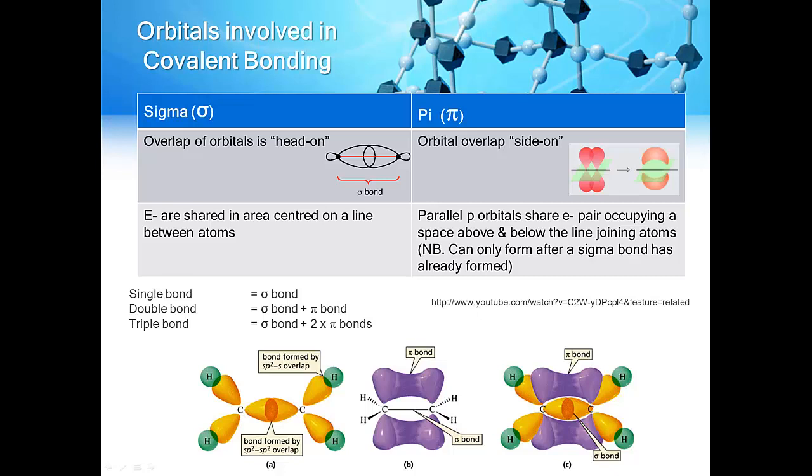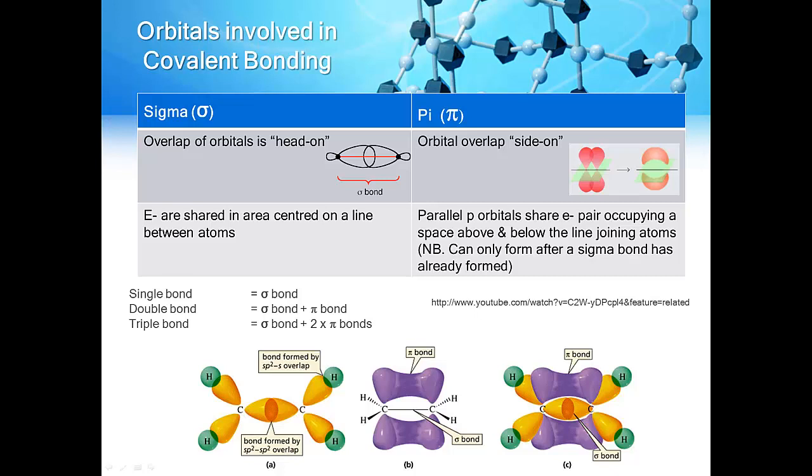Our p orbitals, some people say it's a dumbbell shape, they've got this bulbous shape. Now if they overlap each other head on and actually try to take up the same space as each other, that is a sigma bond. Every single bond is a sigma bond. You can have single bonds, double bonds, triple bonds. Every single bond is just a sigma bond and nothing else.